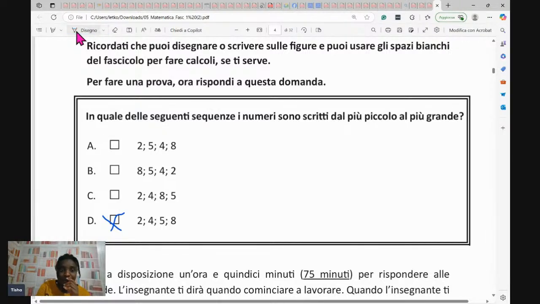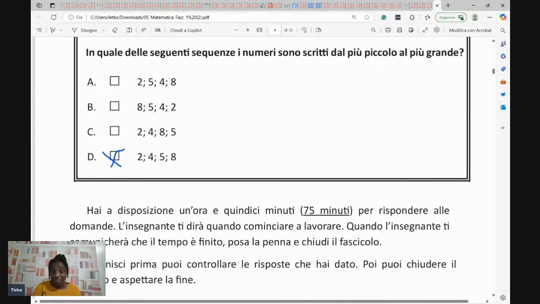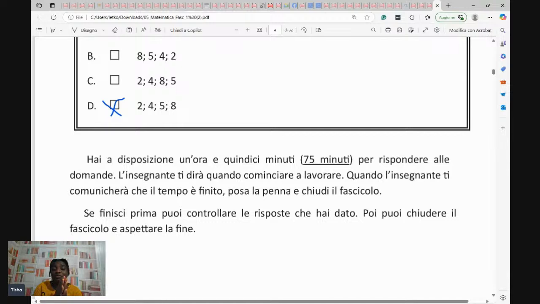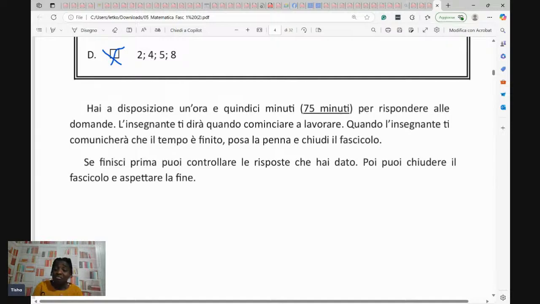Okay. Now, for these exams, you have 1 hour, 15 minutes, which is 75 minutes to answer all these questions. The teachers will tell you when to start the exams. Before the teachers tell you, make sure you do not turn over the pages until you are asked to do so. When the teacher tells you it's over, stop work, you just need to drop your pen on the paper and stop.